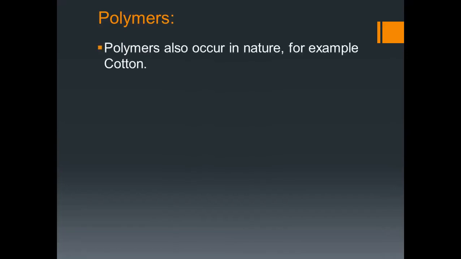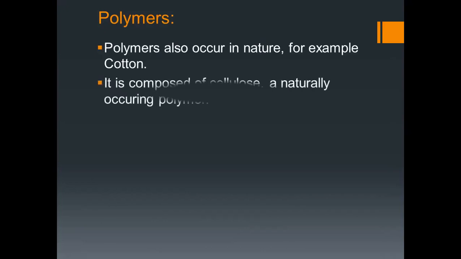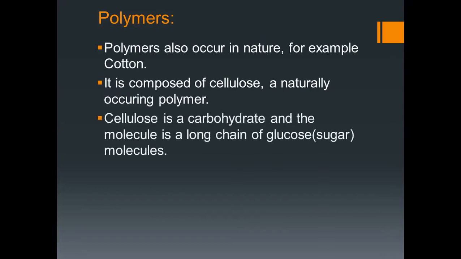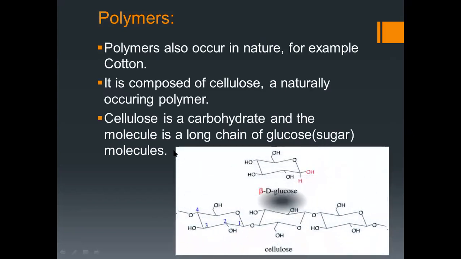Polymers also occur in nature. For example, cotton. It is composed of cellulose, a naturally occurring polymer. Cellulose is a carbohydrate and the molecule is a long chain of glucose or sugar molecules. In this picture, you can see this is a glucose molecule. By combining the glucose molecules, we get cellulose.